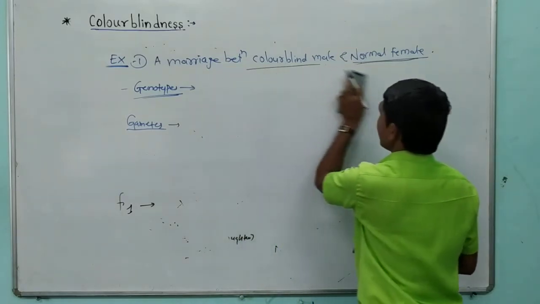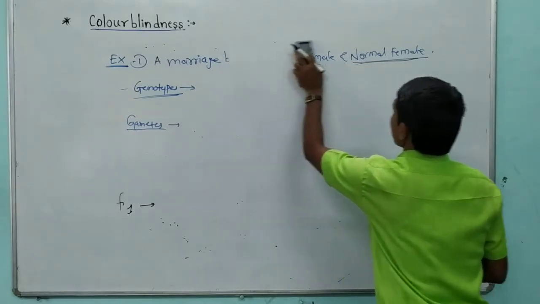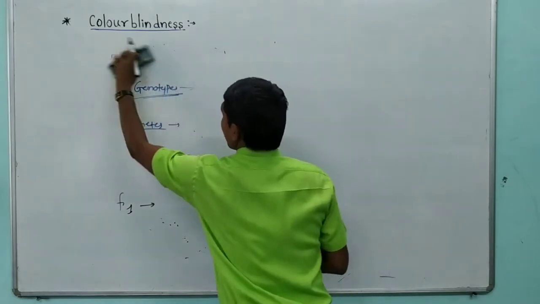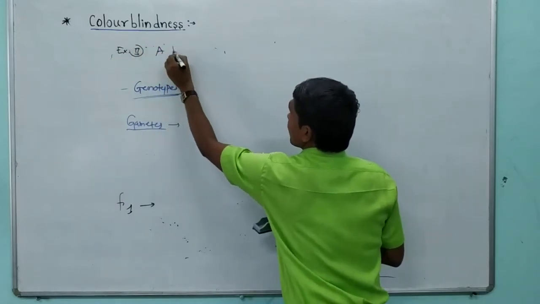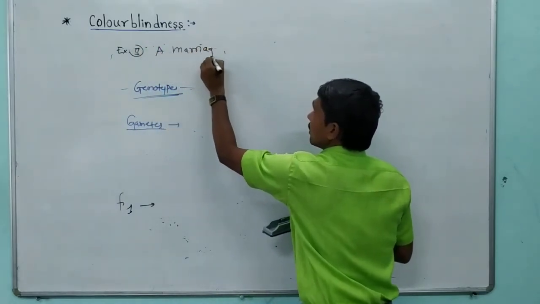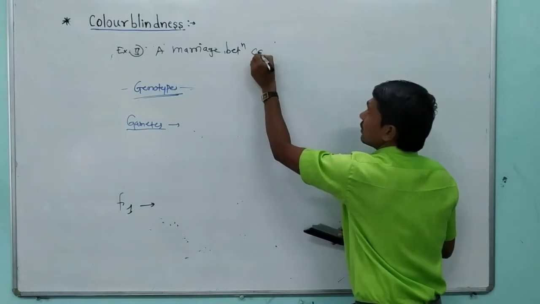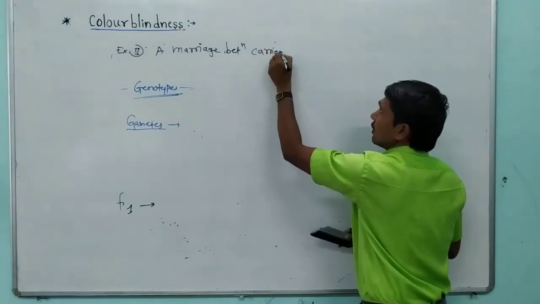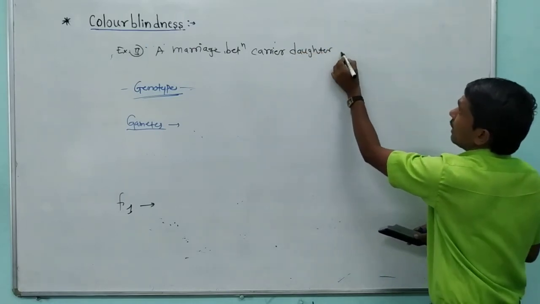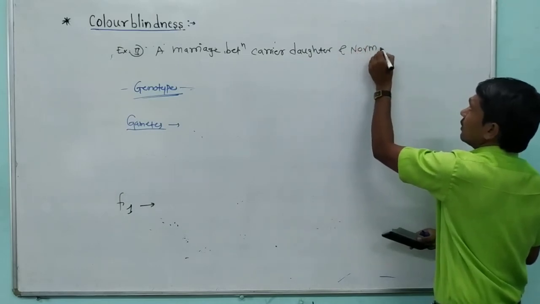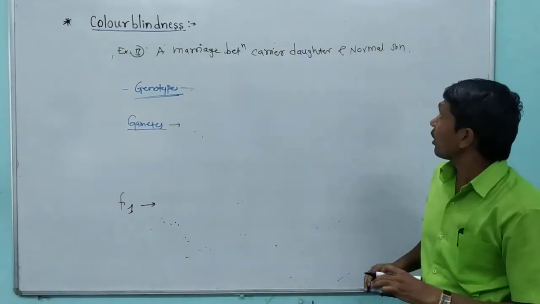Second example, let us see now. A marriage between carrier daughter and normal son. Okay, we will take the second example, carrier daughter and normal son.